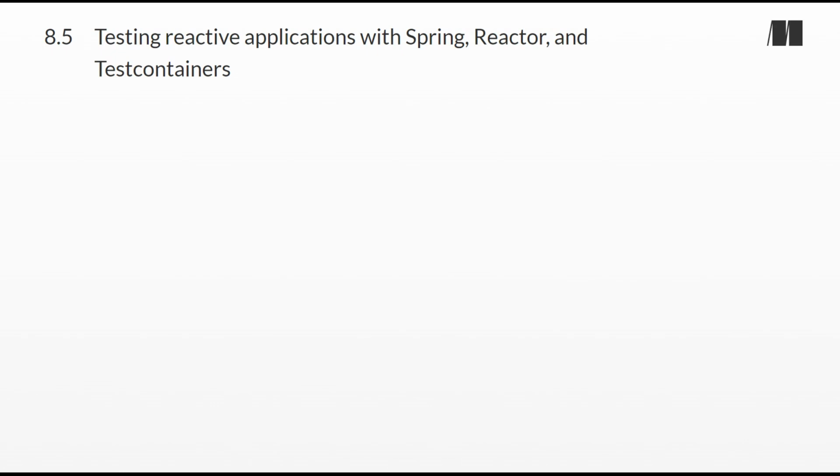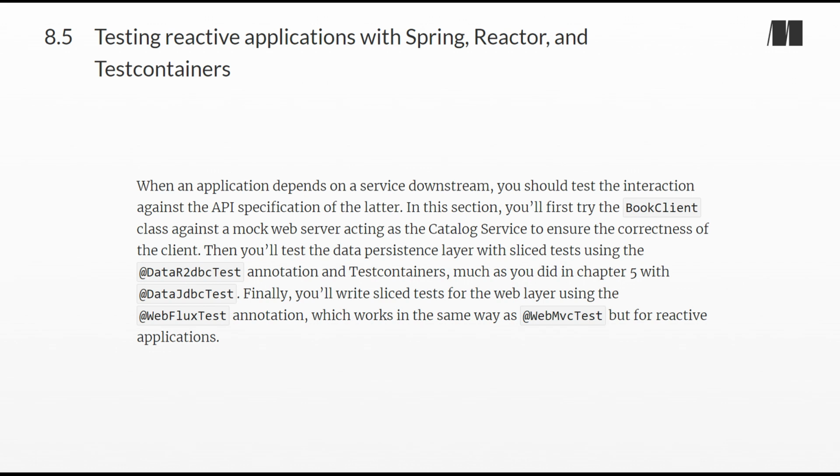Section 8.5. Testing reactive applications with Spring, Reactor, and Testcontainers. When an application depends on a service downstream, you should test the interaction against the API specification of the latter. In this section, you'll first try the BookClient class against a mock web server acting as the catalog service to ensure the correctness of the client.